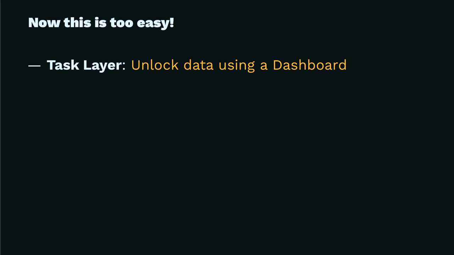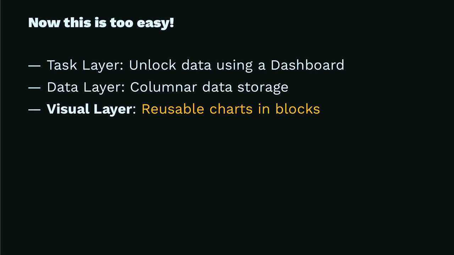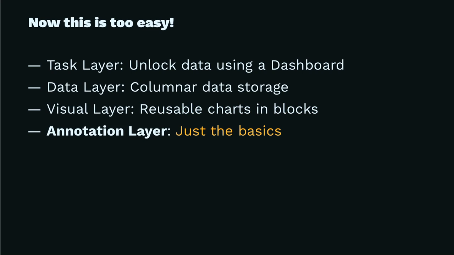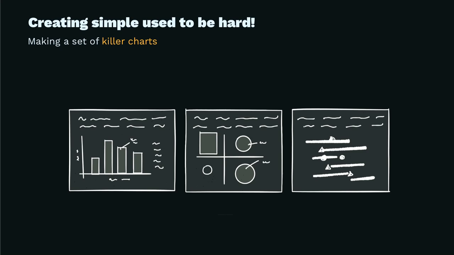And this is easy, because now you can unlock the data using a dashboard. If I have data, I want a dashboard. Fine, I have a column and a data storage behind it. I have some reusable charts, so we're still in the charting metaphor. I can put them in a block. I can add just about the basics required to annotate it: titles, maybe headers, maybe highlighting and hover. And I will just brush and link. This sounded way too easy, and because it's way too easy, it is one design paradigm that everyone has adopted.